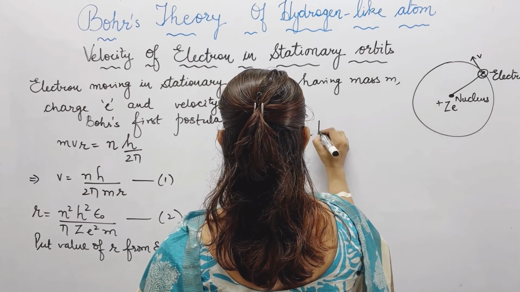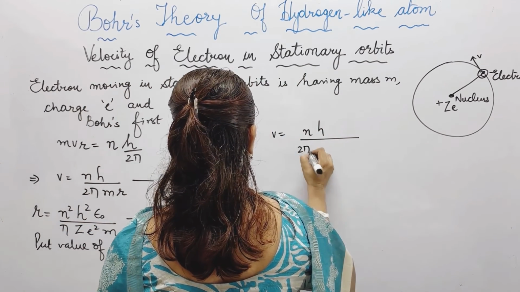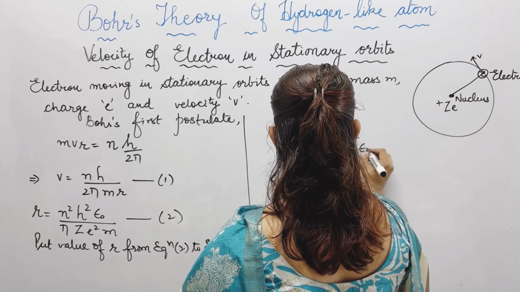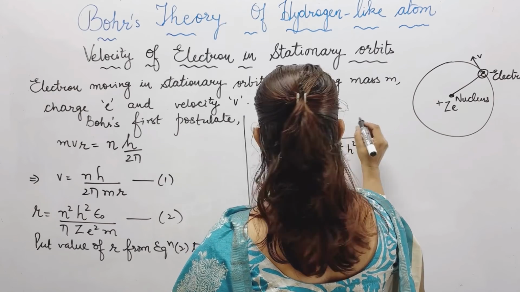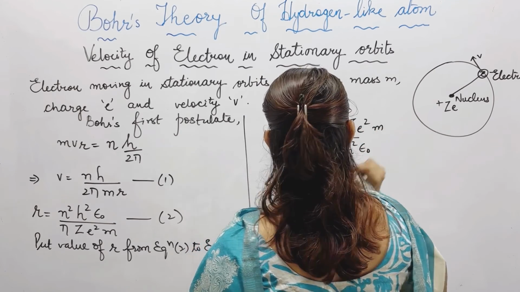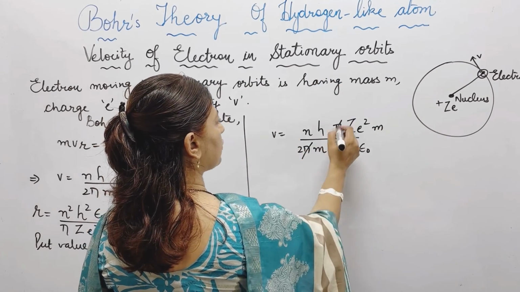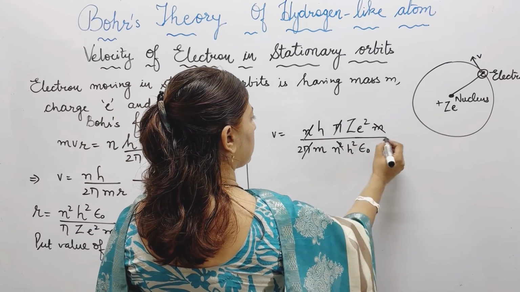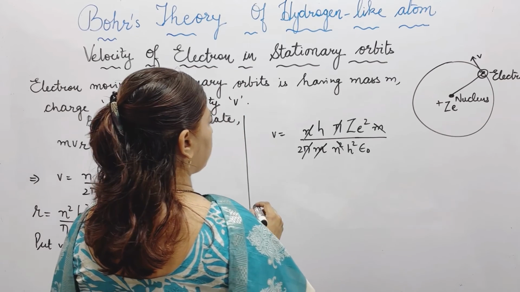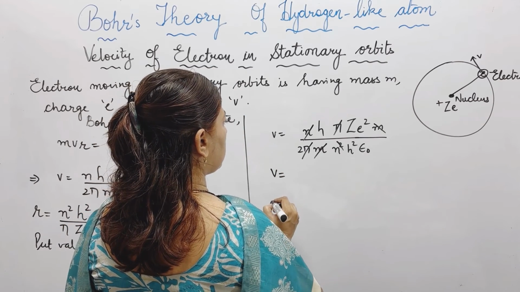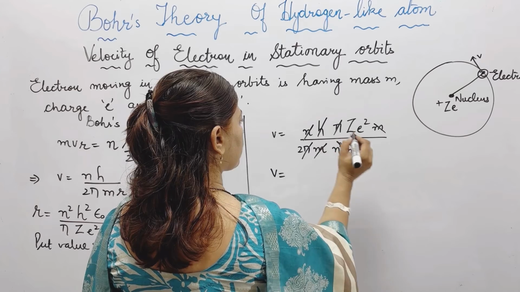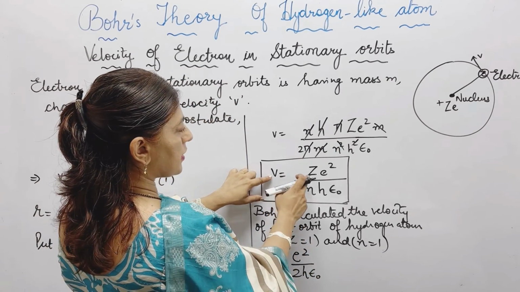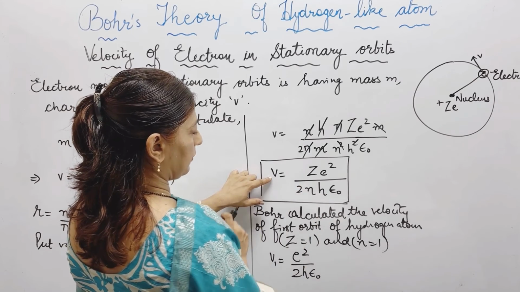v is equal to nh upon 2 pi m, times pi z e square m upon n square h square epsilon naught. Here pi cancels with pi, n goes with n square, m goes with m, and one h also gets cancelled out. The value of the velocity we get is z e square upon 2nh epsilon naught.